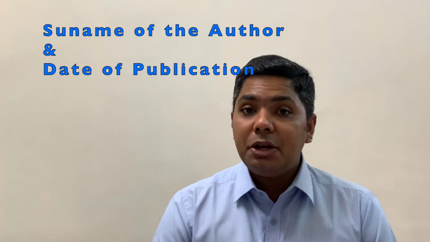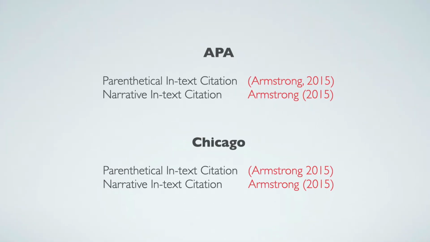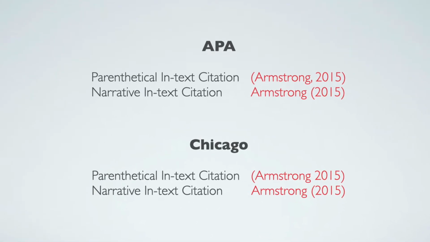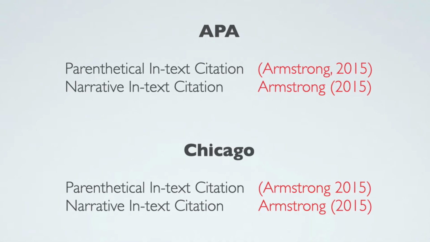The APA and Chicago style manuals follow the author-date system for in-text citation. As per the author-date system, the in-text citation is composed of the surname of the author and date of publication. Sometimes you also add the page number when a particular portion of the work is cited. The only difference between these two styles is that there is a comma in between the surname and date in APA, and that comma is not there in Chicago.